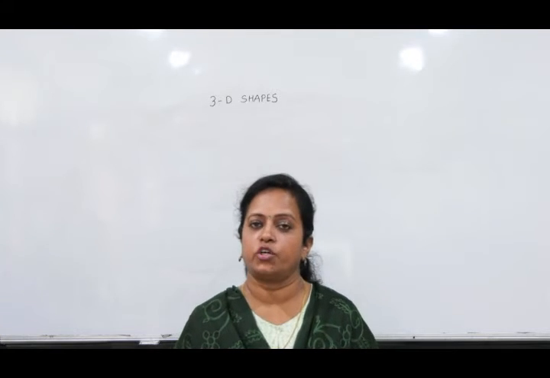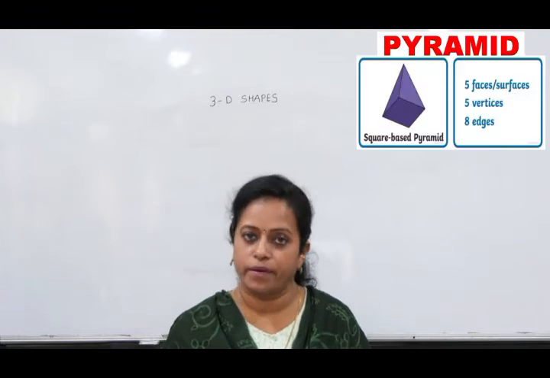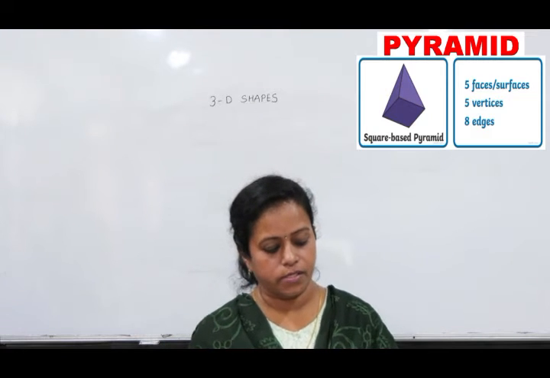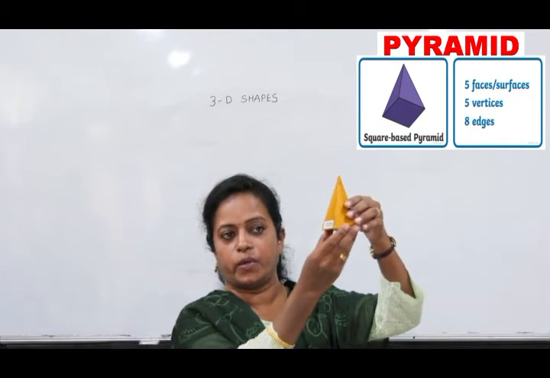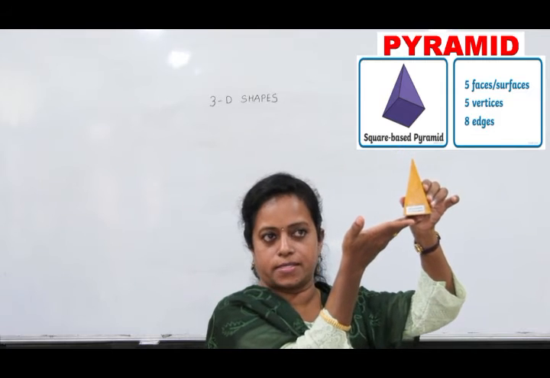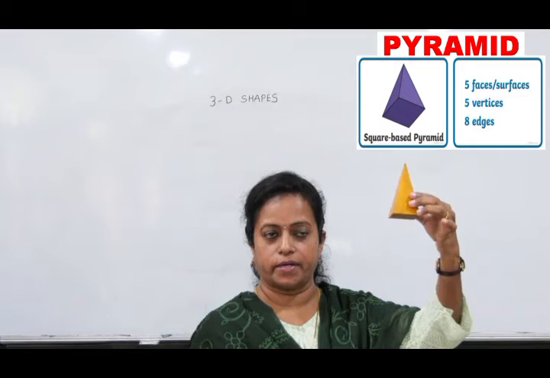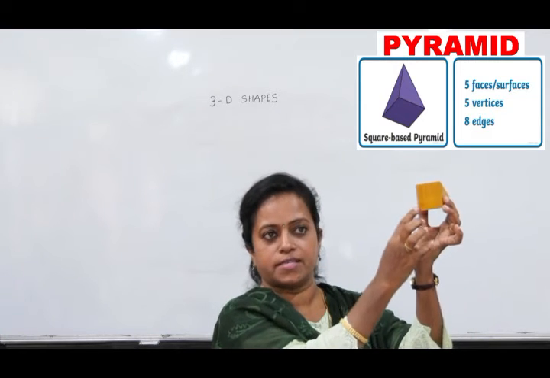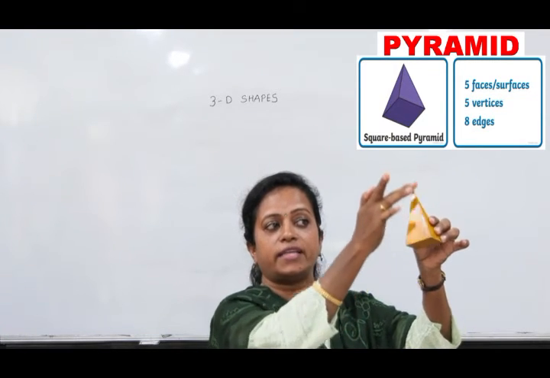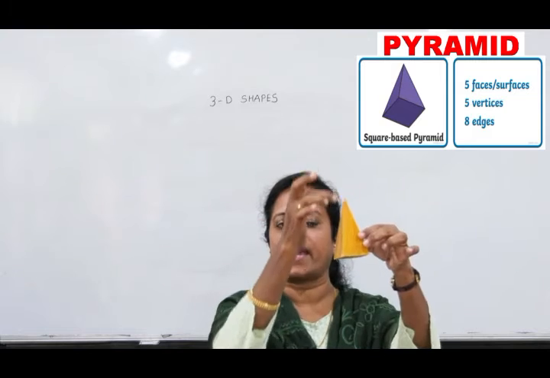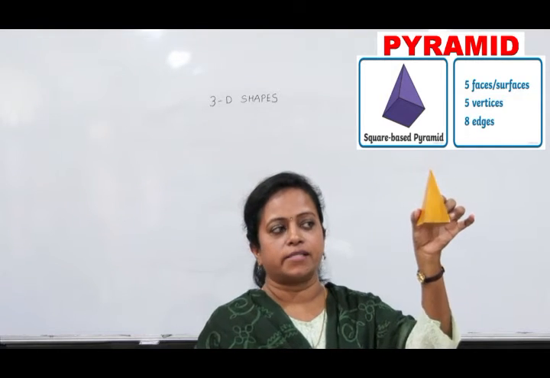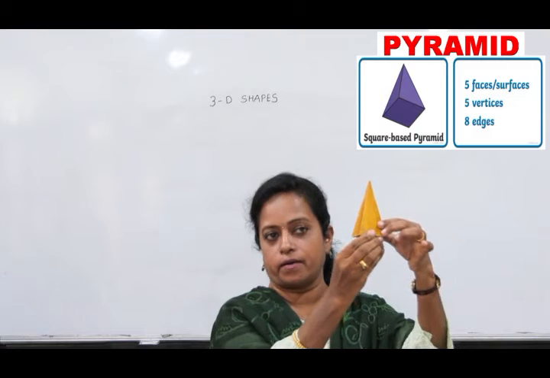The next shape that you are going to learn today is the pyramid. Now what is a pyramid? In a pyramid there is only one base. For example, this is a square pyramid because the shape of the base is a square and all the other faces are triangular in shape, and this is called a square pyramid.